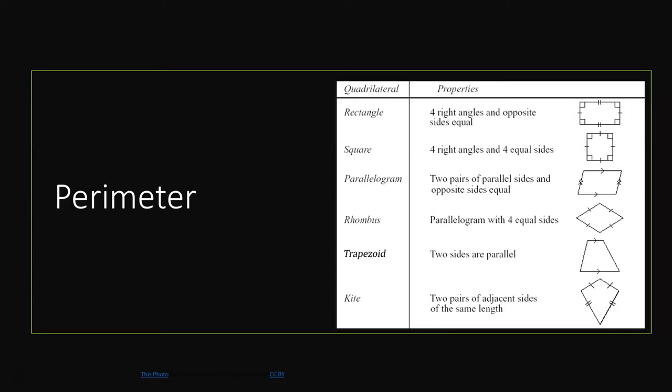Our trapezoid. Now with this, we know we've got 2 parallel lines, but other than that we don't know very much at all, so we'd need the measurement of each side. And then our kite, you could say 2 lengths and 2 widths that are the same. You might say those sides are A, and this is B, so you've got 2 B's and 2 A's.